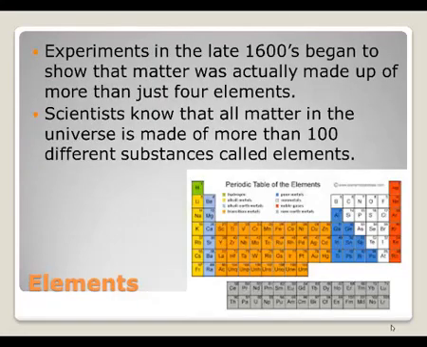So in the late 1600s, we began to experiment with matter, began to identify different types of matter, and that led to us discovering around 100 different elements. Many of those elements are found naturally. Uranium is the last naturally occurring element that we find on the periodic table. Everything after uranium is synthetic, or was made in a laboratory.